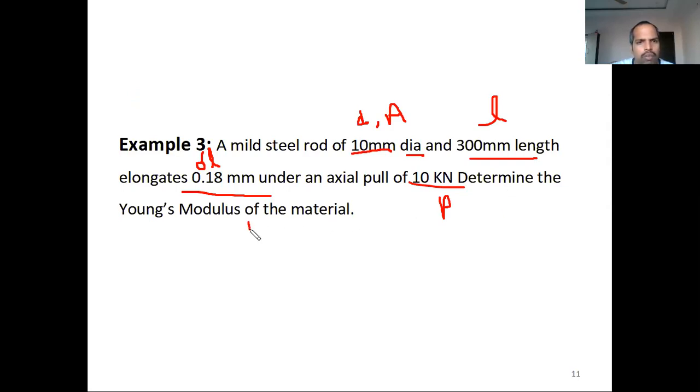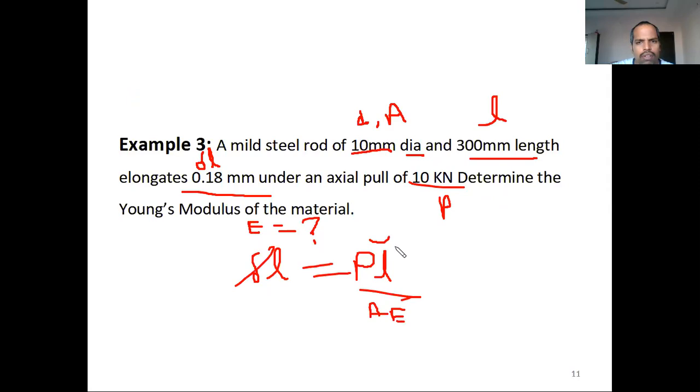What is Young's modulus? It is nothing but E. So that is what we have to calculate. Remaining all things are given. Again the same thing, a similar problem. Just substitute in delta L is equal to PL by AE. Very simple, PL by AE. This is known, this is given, this is known. The only unknown is this one. So from this, calculate Young's modulus.